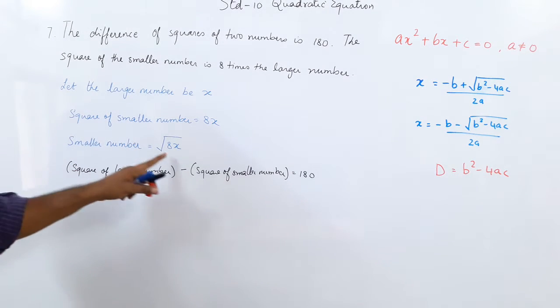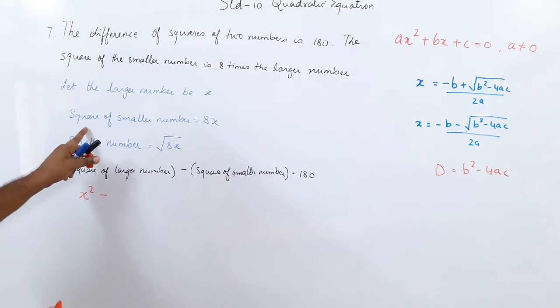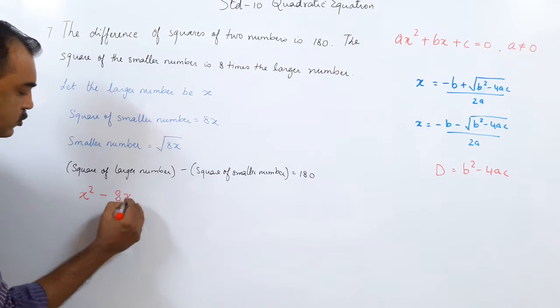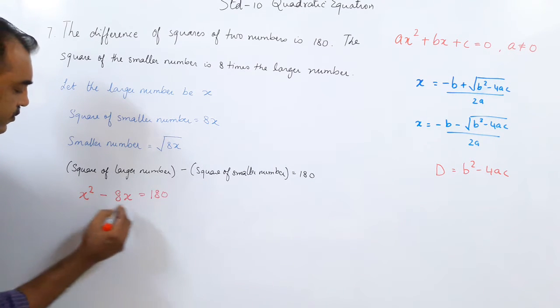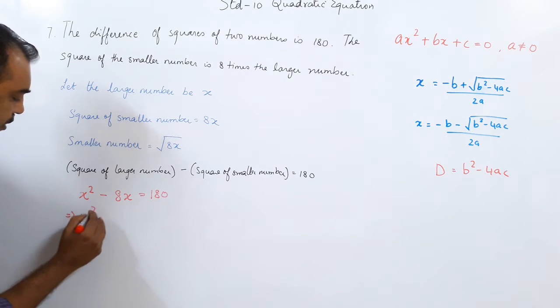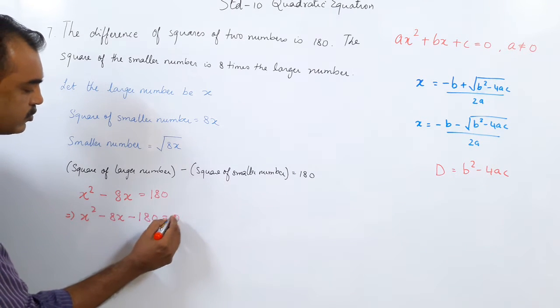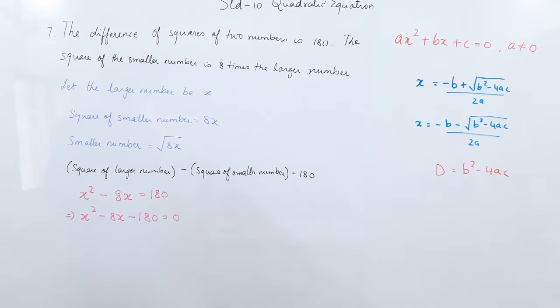So if you take the smaller number, you can square it, or you can directly write: square of the smaller number is given as 8x. So x squared minus 8x equals 180, which implies x squared minus 8x minus 180 equals 0. So this is the equation that I get. How I got the equation, you saw? Here you will have to think.